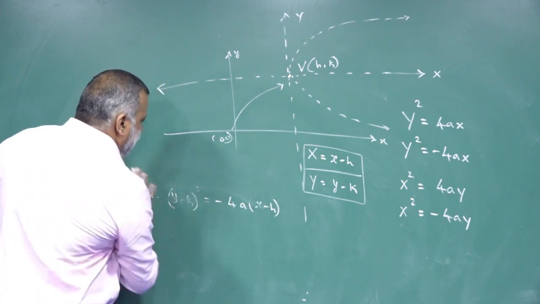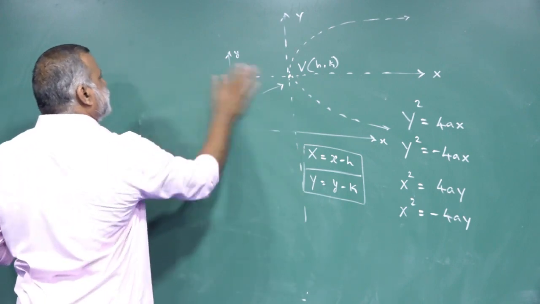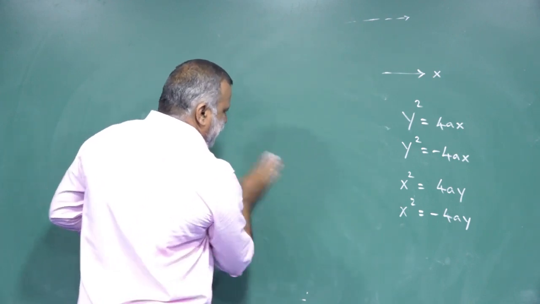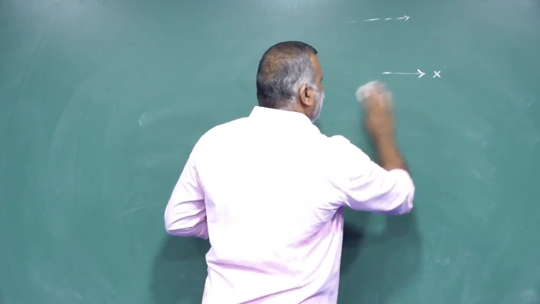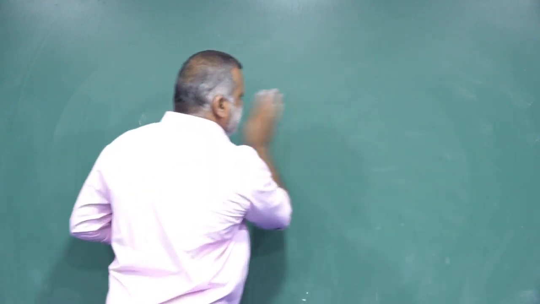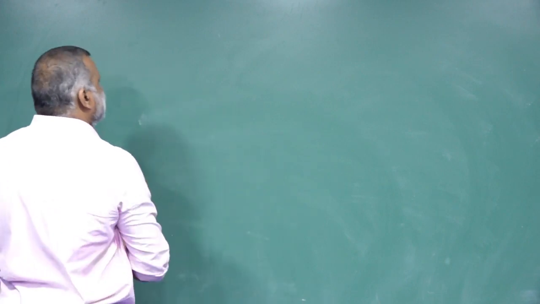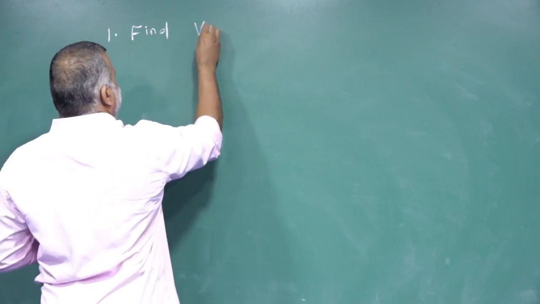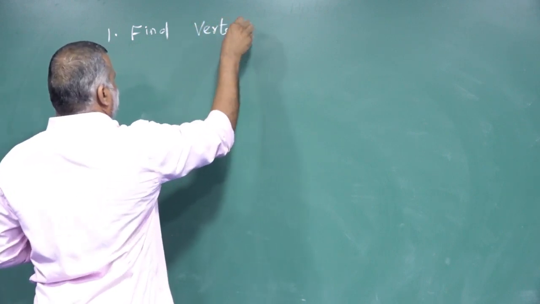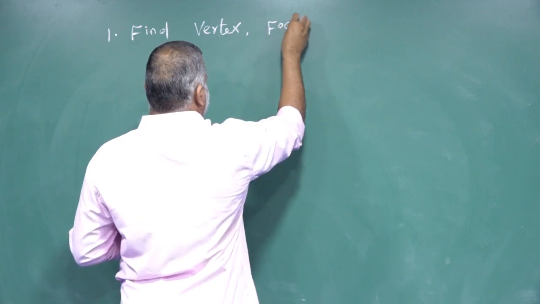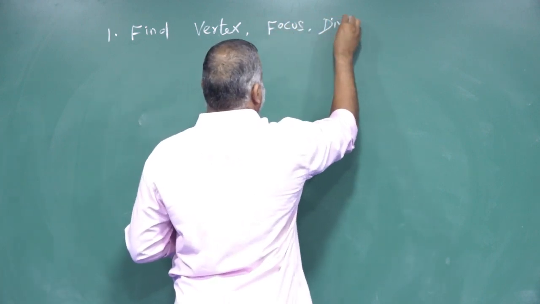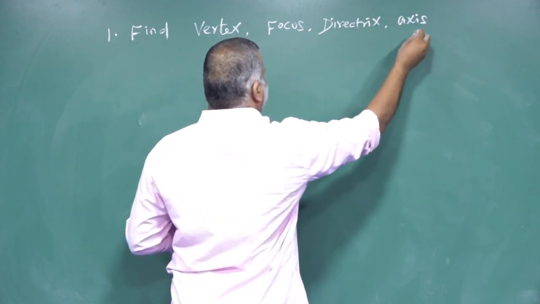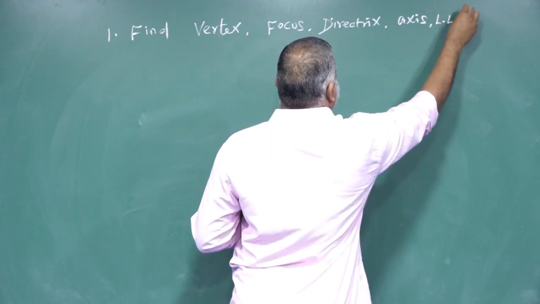See, the same logics we are going to work out. Find vertex, focus, axis, directrix. Question number 1. Find vertex, comma focus, comma directrix, comma axis, comma length of the latus rectum.